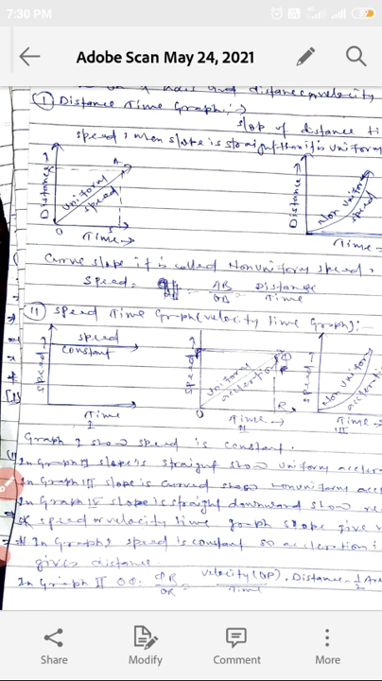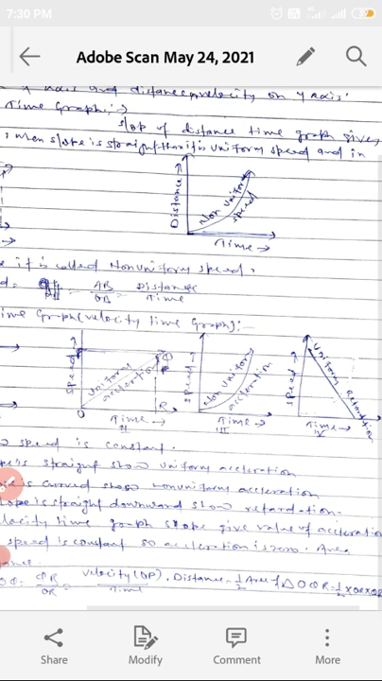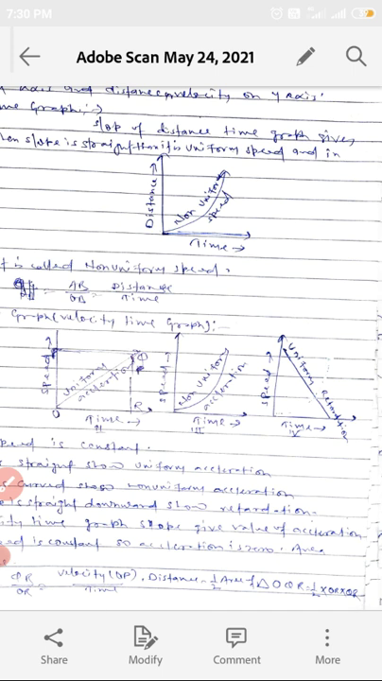But when we make a speed-time graph and the slope is straight, it shows uniform acceleration. And when the slope is curved, it gives non-uniform acceleration. When we make a graph of speed and time and it slows down, moving downward in a straight line, this is called uniform retardation.